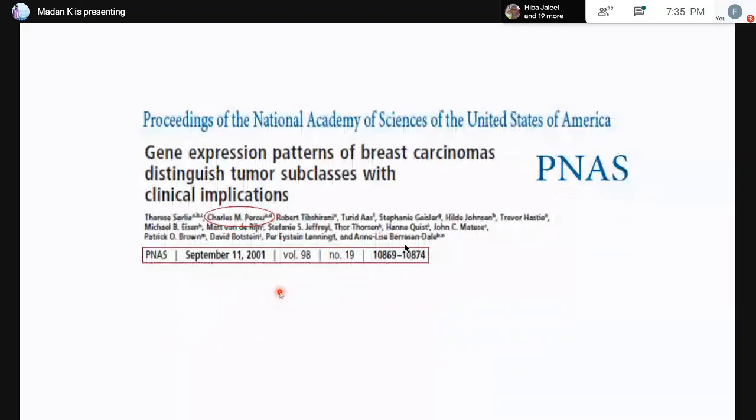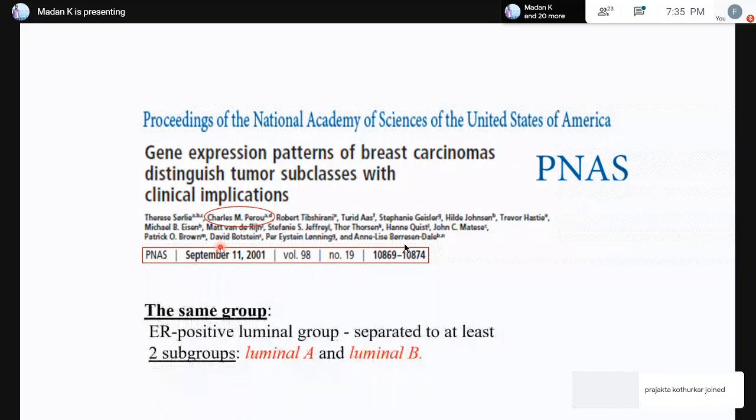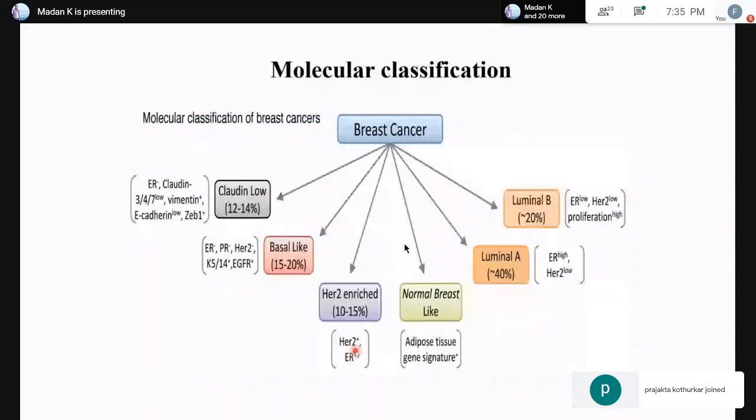And a year later, the same group led by Perou et al. subclassified the luminal group into luminal A and B. So at this point of time, by now we had classes like luminal, which is subdivided into A and B, normal breast-like, HER2 enriched, basal-like, and claudin type. So these are the various molecular classes at this point of time.